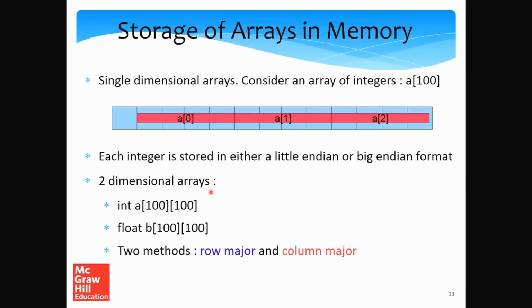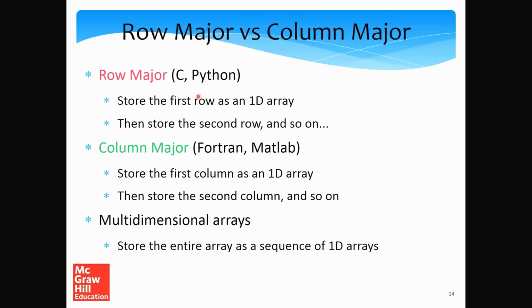Now an interesting question arises: how do we store a two-dimensional array? An array that has both rows and columns, how do we store it? There are two methods, row major and column major. The row major scheme is used in high-level languages such as C and Python. Here what we do is that we store the first row as a 1D array, then we store the second row and so on. Let me just show you with an example. Let's assume that this is a 2D array with rows and columns. So a 2D array is a matrix.